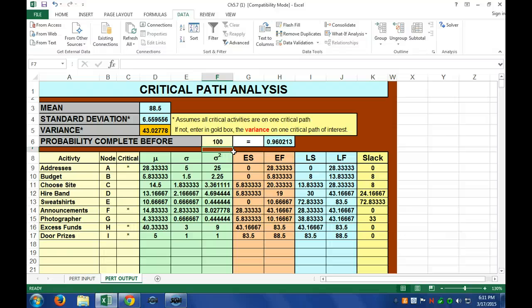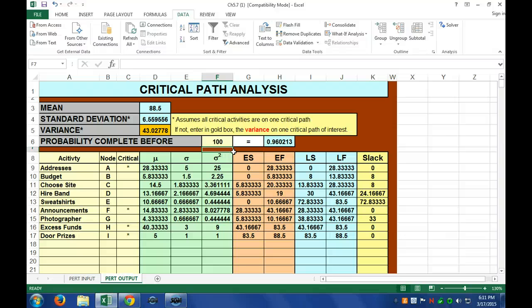What if I were to ask you, what's the odds that it's going to take me longer than 100 days? And don't overthink this. What's the answer? 100%. No. 4%, right? If it's 96% of the time it's going to be done in 100 days and less, then 4% of the time it'll take longer than that, right? It's complementary. It has to add to 100%.